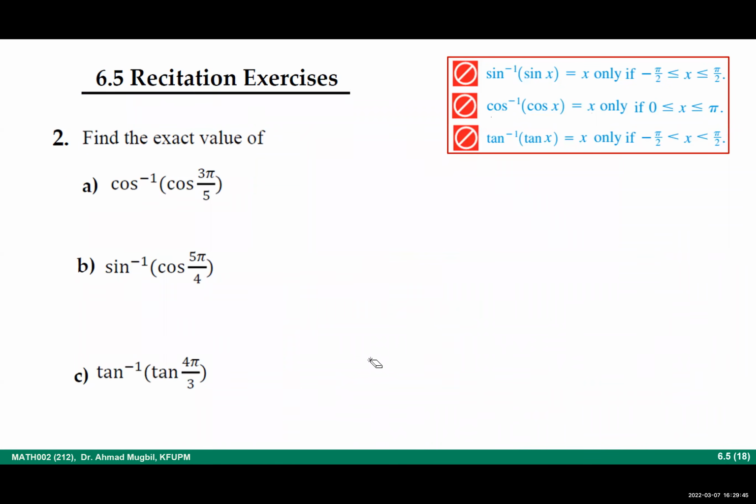Now, cosine inverse cosine, again, cosine inverse of cosine x is x. So it is x. What is x? 3 pi over 5. What you need to check is this 3 pi over 5. Is this x between 0 and pi? 3 pi over 5 is greater than or equal to 0. Good. Is it less than pi? Yes. 3 over 5 is less than 1. So 3 pi over 5 is less than pi. So it is true. This is direct.